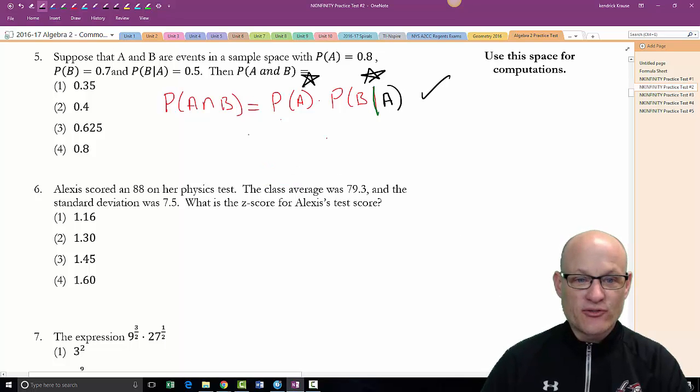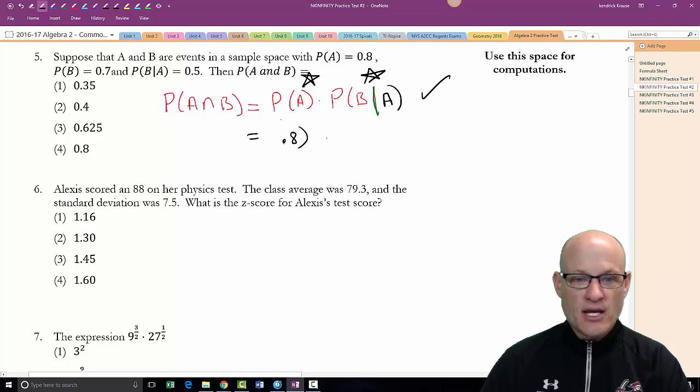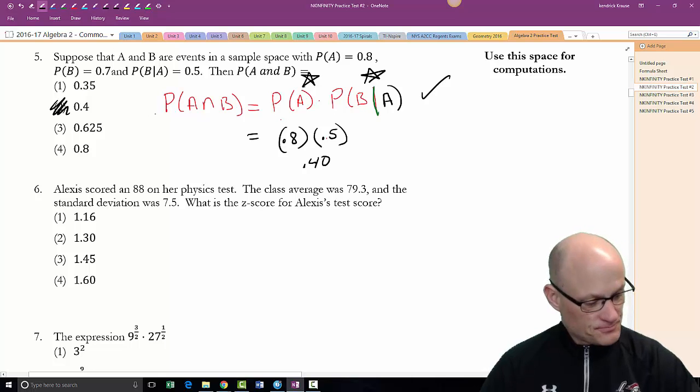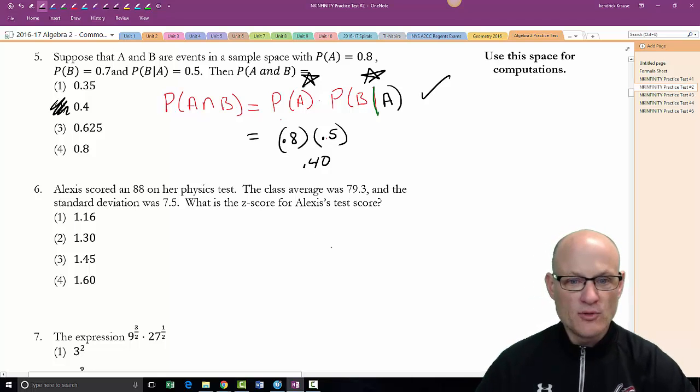So the answer really is simply knowing, first of all, that you had to use this equation, knowing what to multiply. Then we take the probability of A, which is 0.8, and multiply it by the probability of B given A, which is 0.5. Well, that's 0.40. Choice 2. All right, moving on.